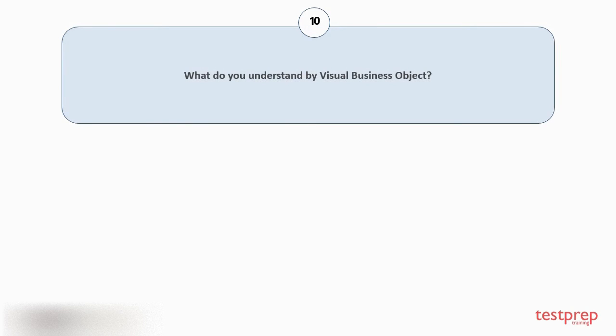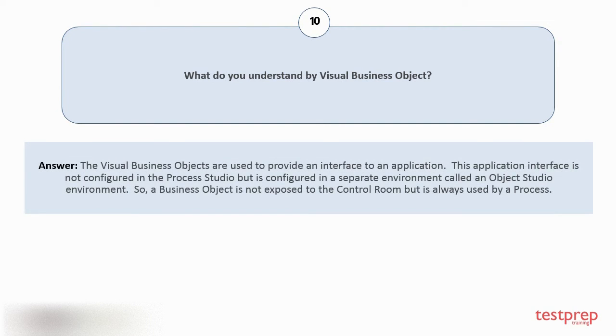Question number 10, what do you understand by Visual Business Object? Your answer is: the visual business objects are used to provide an interface to an application. This application interface is not configured in the Process Studio but is configured in a separate environment called an Object Studio environment. So, a business object is not exposed to the control room but is always used by a process.